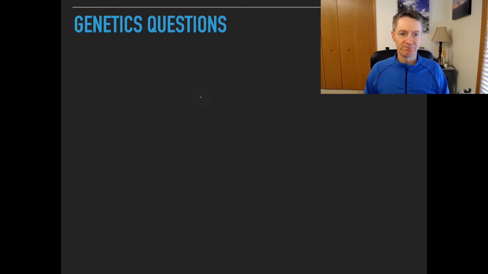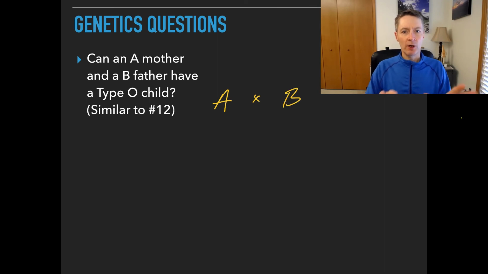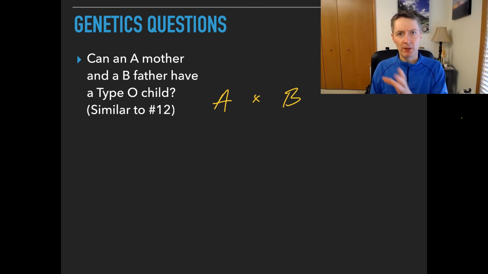Let's do another one. Can an A mother and a B father have a type O child? This is similar to number 12 in your questions. A mother, B father, they come together, right? So we write down what we know. Let's get started. A cross with B, right? Now, most students, a lot of times, will tell me, well, they're all going to be AB children. No O children. Because you got an A parent and you got a B parent.